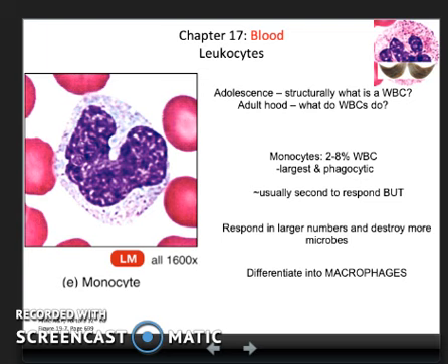So we also have the wandering macrophages. Those will roam tissues and gather at sites of infection or inflammation.